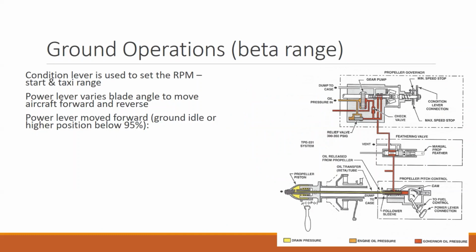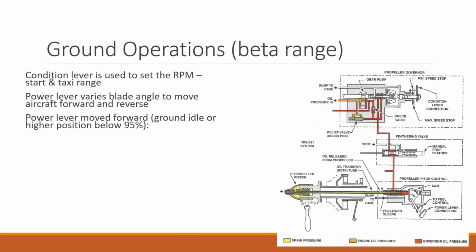And the engine fuel control governor, not shown here, but the one that provides fuel to the engine, is going to sense that drop in RPM, and it's going to schedule additional fuel to bring up the power of the engine to drive that propeller back to the speed that we've selected by the condition lever. We haven't even touched the condition lever. It's still in the start and taxi range. So the blade angle is going to change, but ultimately the speed is not going to change much. It's going to want to stay where it's at.